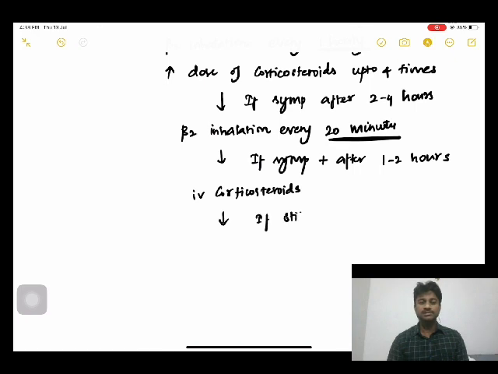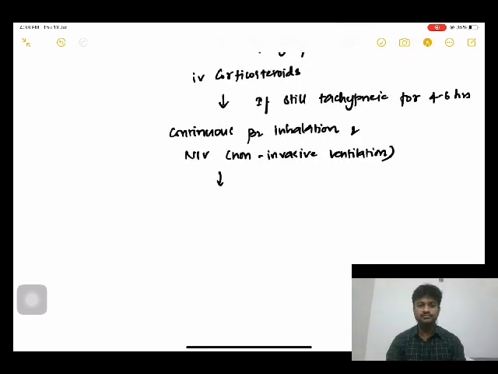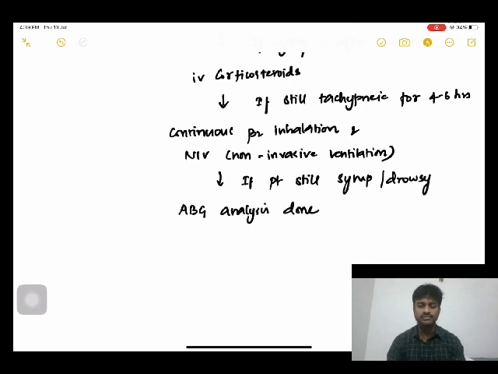If the patient is still tachypneic after 4 to 6 hours, we have to provide the patient with continuous beta-2 agonist inhalation and we have to ventilate the patient with non-invasive ventilation. If the patient is still symptomatic or if the patient is drowsy, ABG of the patient should be taken.